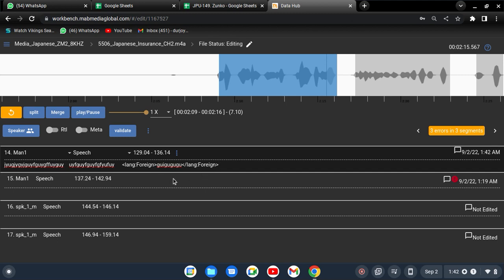Just mark those words which are not from your required language. The required language in this file is Japanese. So if you find any word which is not from Japan and not from English, you will mark it as a foreign tag.